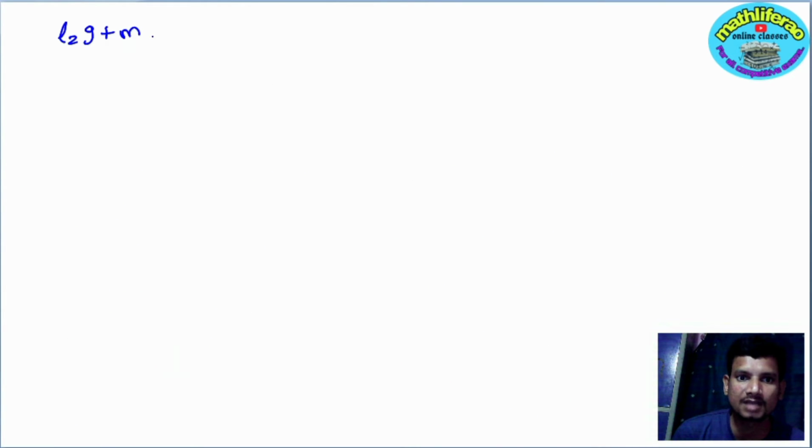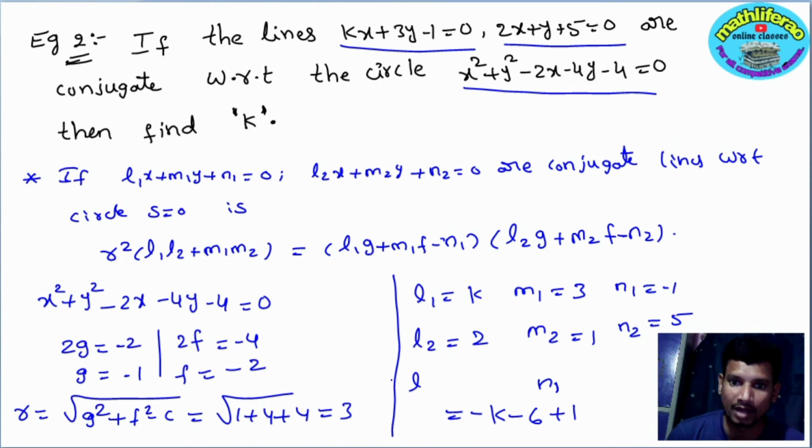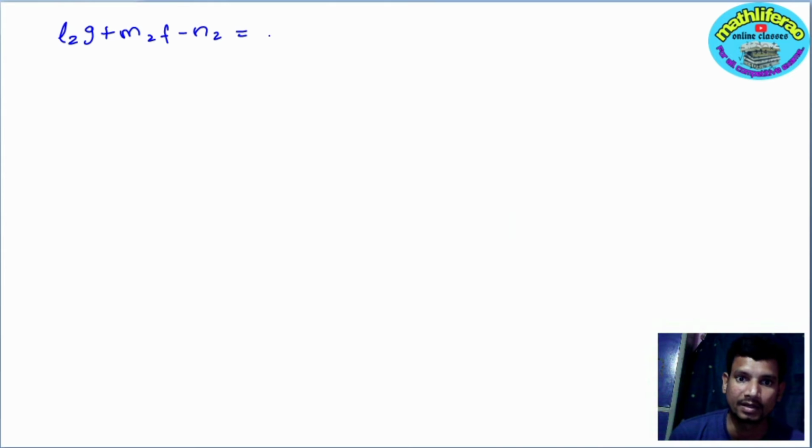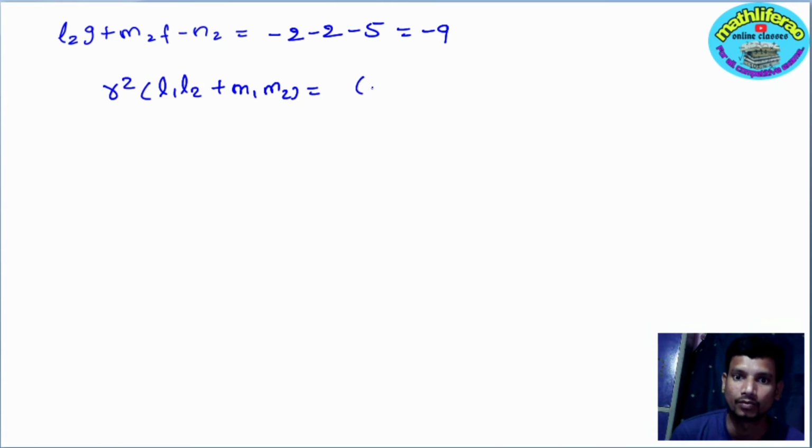Next we have to find out L2G plus M2F minus N2. Here L2G: L2 value 2 into G minus 1, so 2 into minus 1 is minus 2. M2F: 1 into minus 2 is minus 2. N2 value is 5, so minus 5. Here the value is minus 9.